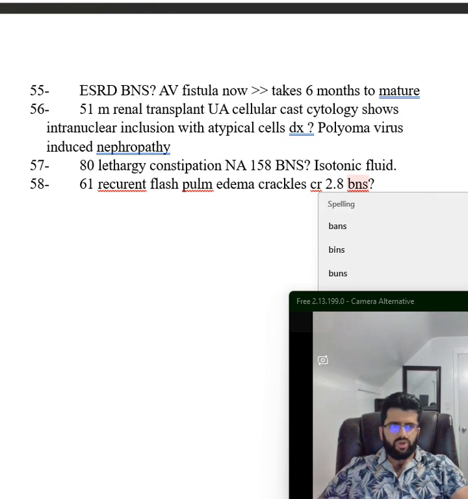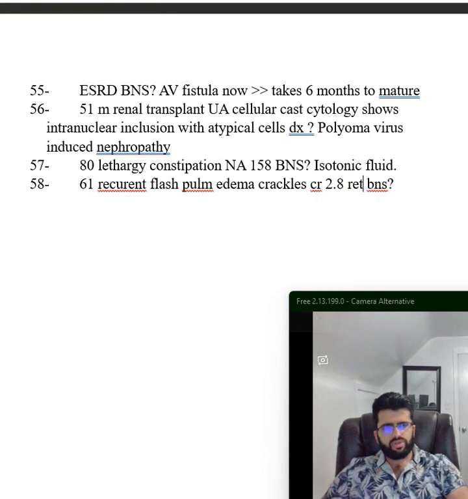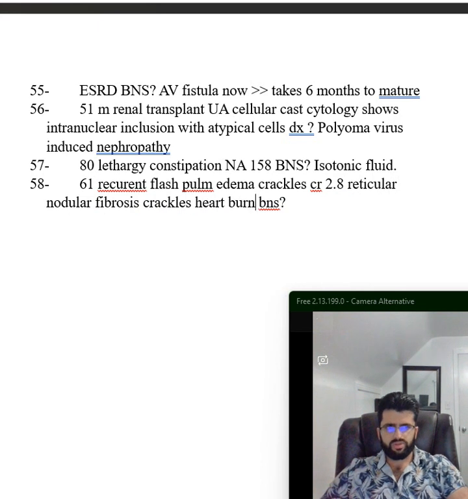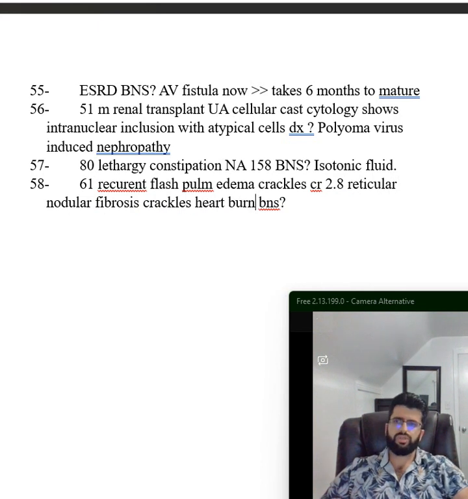They can also add reticular nodular fibrosis, crackles, and respiratory crackles, heartburn. This is scleroderma renal crisis or renal disease, so you need captopril.